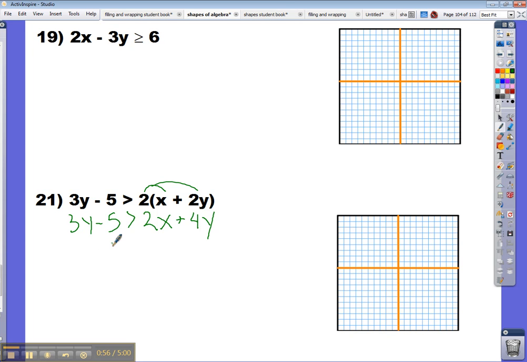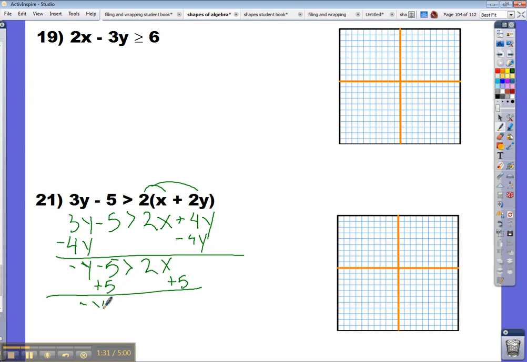So the first thing I'm going to do is subtract 4y from both sides. So 3y minus 4y is just negative y, minus 5 is greater than 2x. Well, I'm subtracting 5 from negative y, so to get the negative 5 to move, I'm going to add 5 to both sides. So negative y is greater than 2x plus 5.